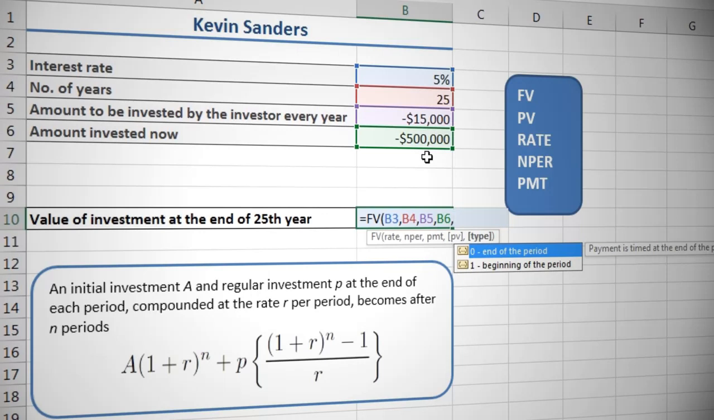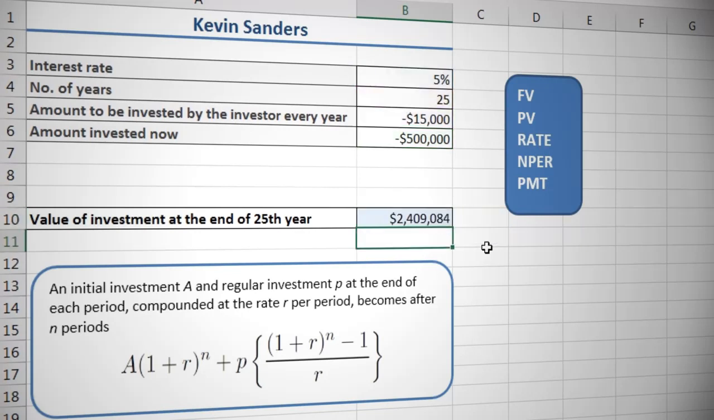So if you leave this off, it will assume 0. However, if you want to pay at the beginning of the period, you need to type in a 1 or select beginning of period. Just this time, we will select the end of the period, but in the future, we'll just leave it off and it will default to 0. And now, when we press enter, there is how much Kevin's investment will be worth in 25 years' time.